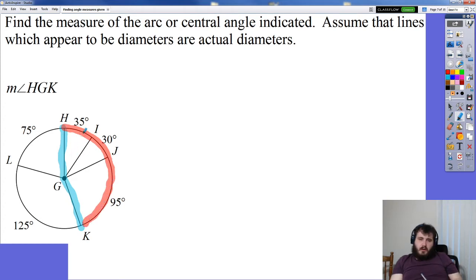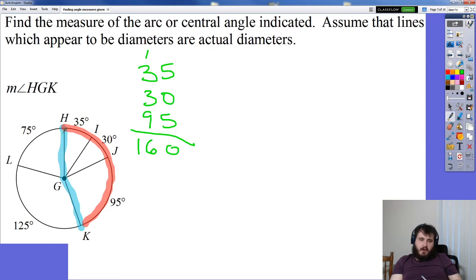And even though you're given these three separate pieces, we've been talking all year about the idea that part plus part equals whole, right? So since part plus part equals whole, let's just add those up. Part, part, part. 35, 30, and 95. Let's add those up. 5 and 5 makes 10. 1, 3, 3, and 9 makes 16. So this angle right here from H to K is 160 degrees.